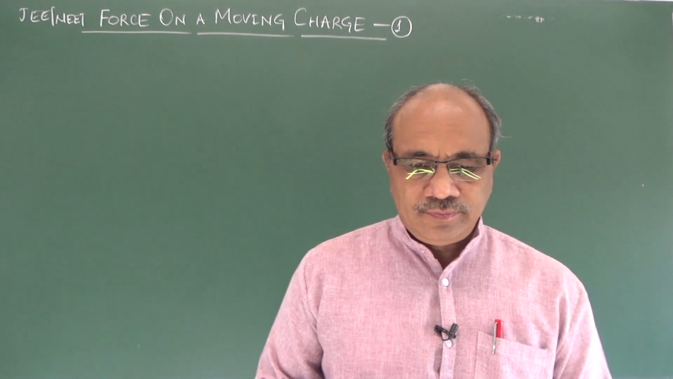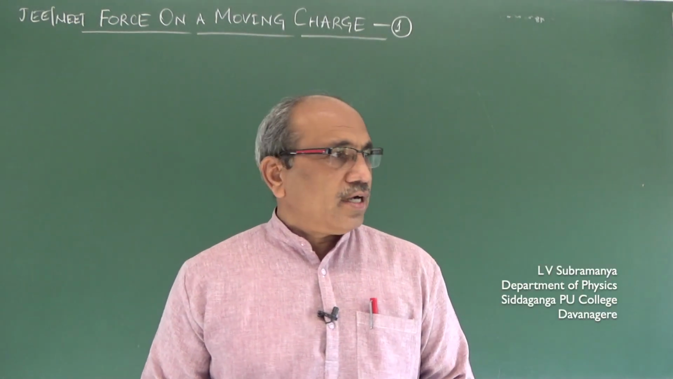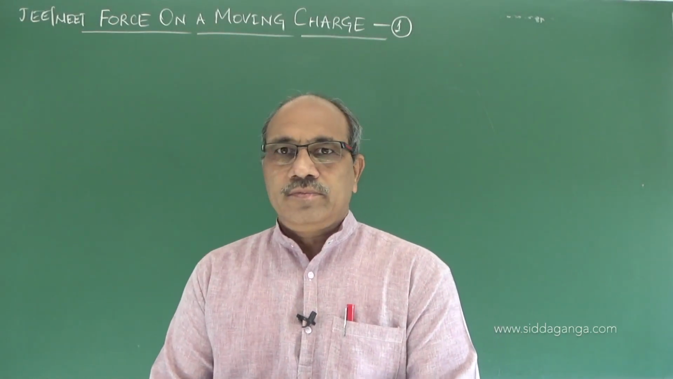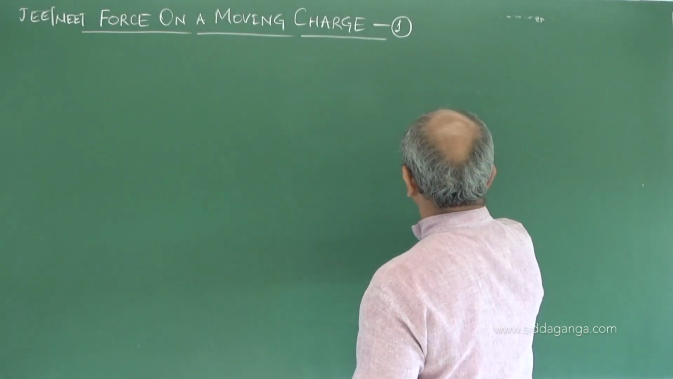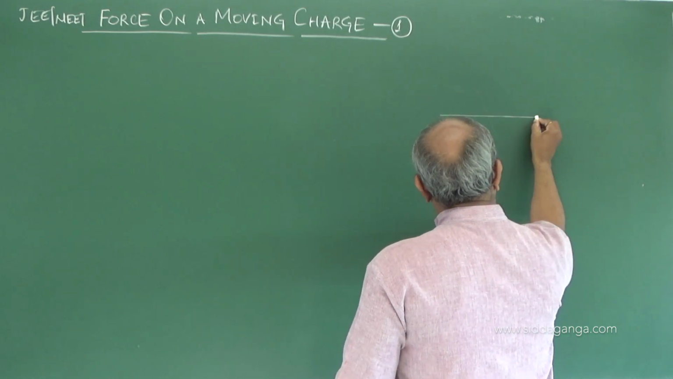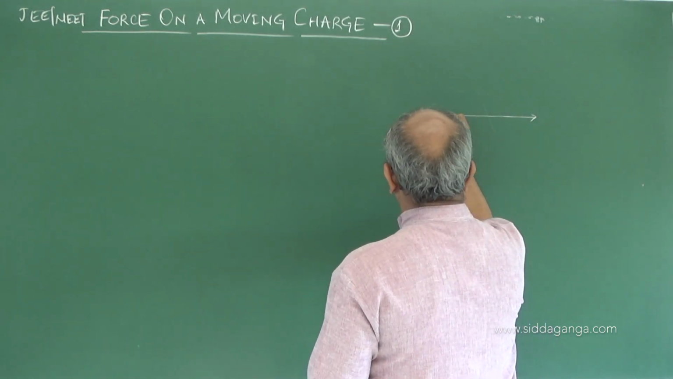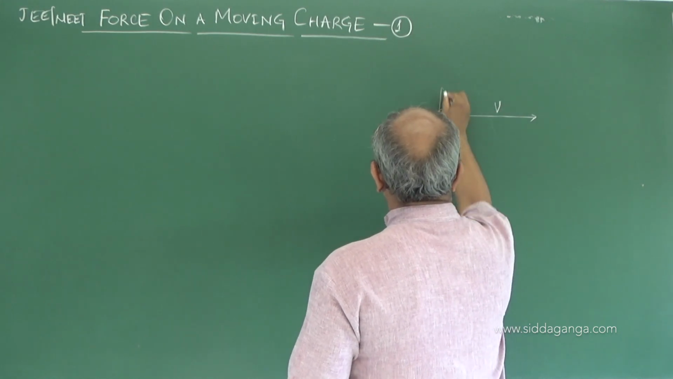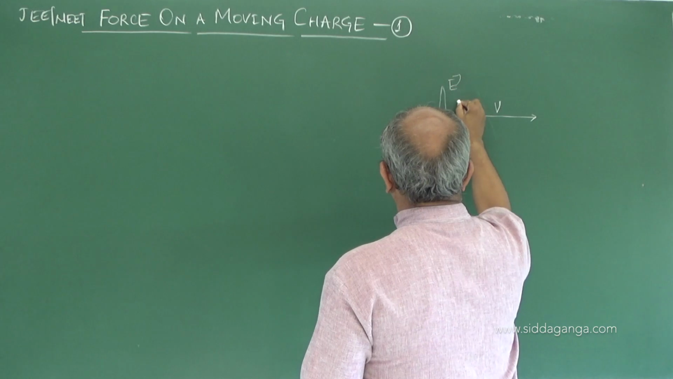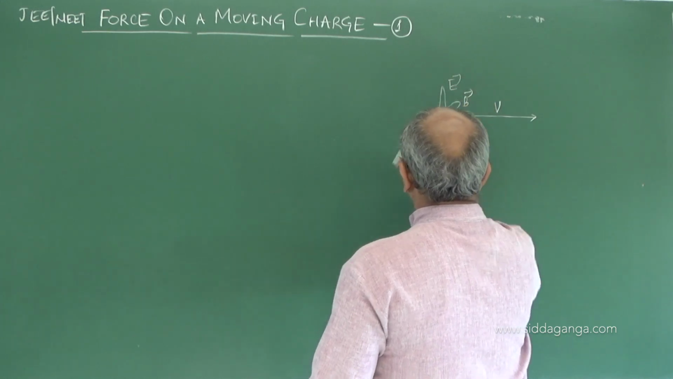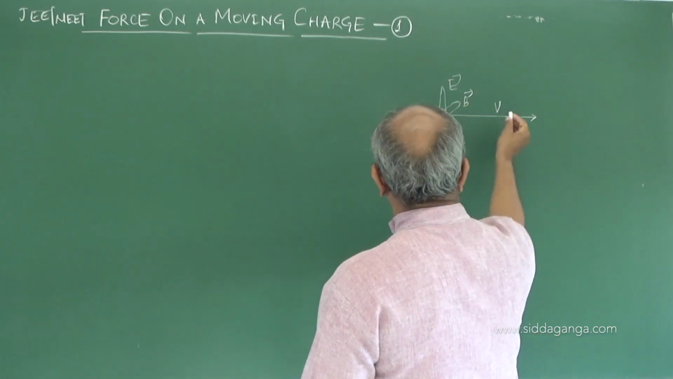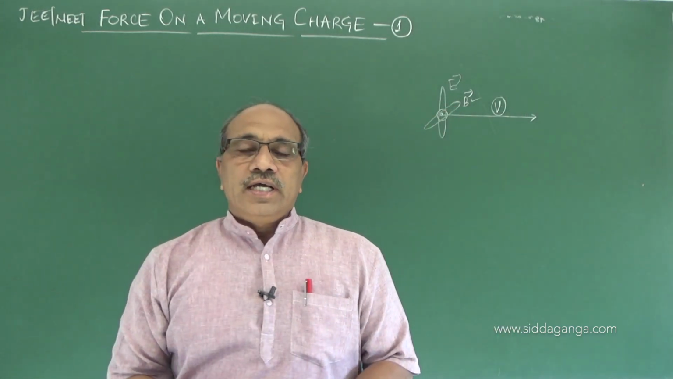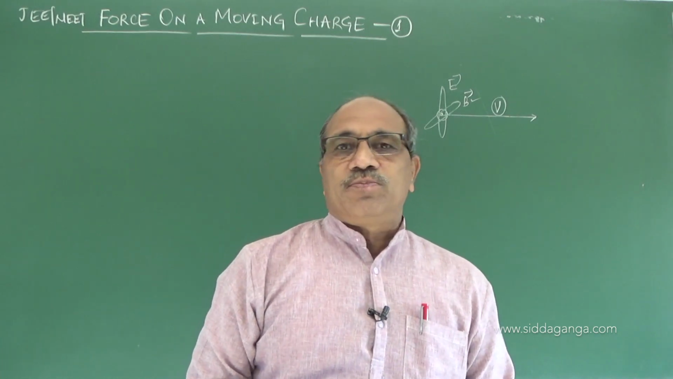Hi students, in the previous unit of magnetism and magnetic effect of electric current, we came to know that a charge at rest only produces an electric field, but a charge in motion produces both electric as well as magnetic fields. Both are in mutually perpendicular planes, and the magnetic field is also perpendicular to the direction of velocity of the charged particle.